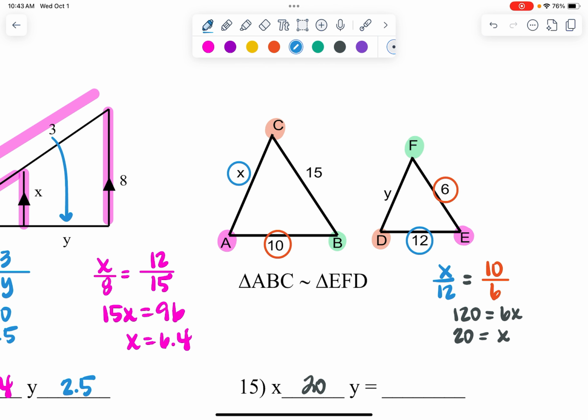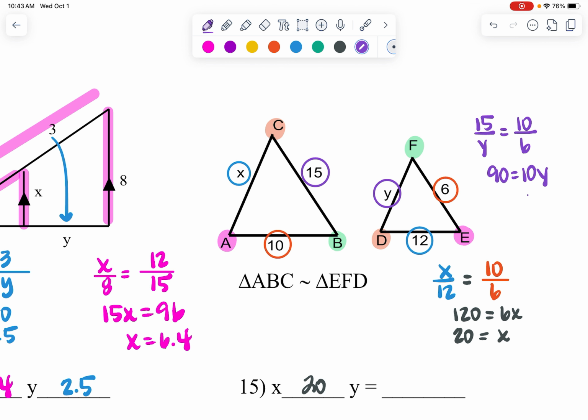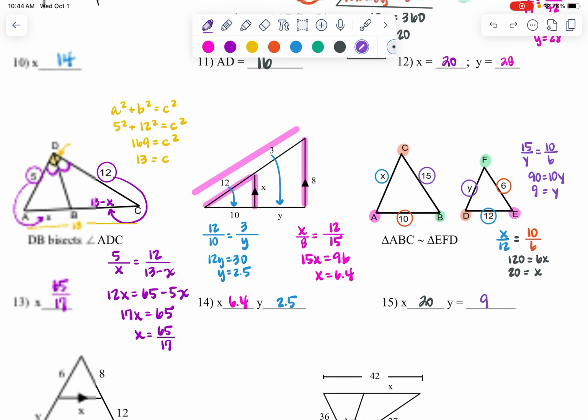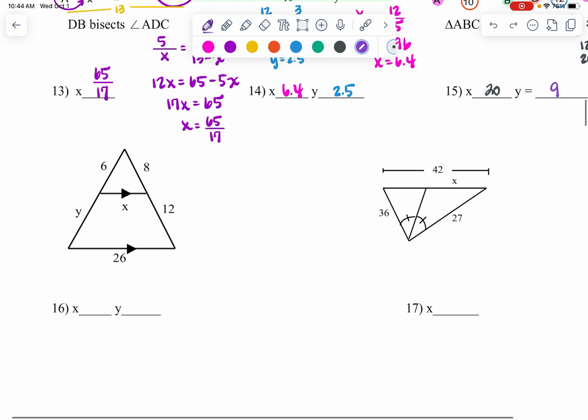All right, and then of course I'll be able to now use my 15 to y. So 15 is to y, and then I'm just going to use that 10 is to 6 again. All right, so we're going to get 90 equals 10y, so y equals 9. Remember, if they're giving you this similarity statement, it's for a reason, right? All right. Oh my goodness, 2 more of these.